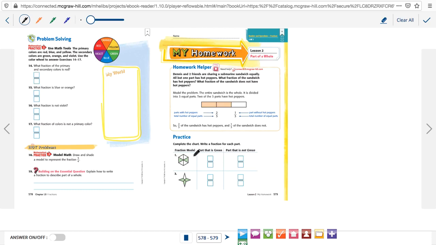So the first thing that students need to find is what is the total number of parts. So if you count here, there's 1, 2, 3, 4, 5, 6 total parts. So we know that's the denominator or the number on the bottom. So we have 6. Then the part that is green, we can count that there's 2. And the part that is not green, we can count as 4.